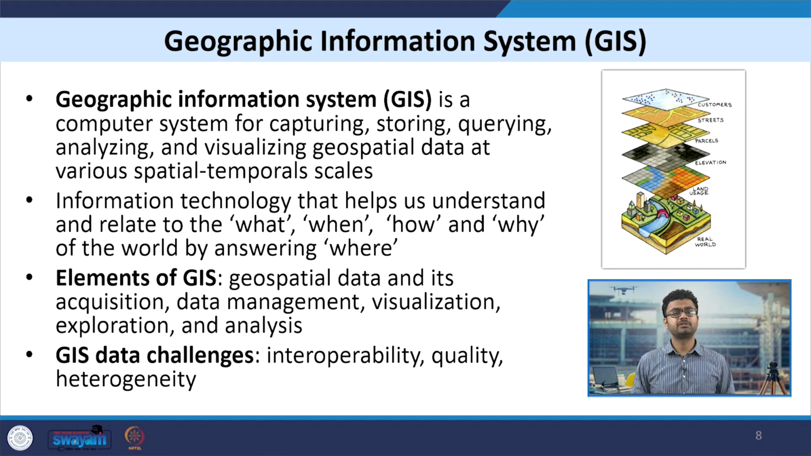So, GIS or Geographic Information System is a computer system for capturing, storing, querying, analyzing and visualizing geospatial data at various spatiotemporal scales. So, it is an information technology that helps us understand and relate to the what, when, how and why of the world by answering where. And the main elements of GIS are the geospatial data acquisition, geospatial data management, geospatial data visualization, geospatial data exploration and geospatial data analysis. And these come with their own set of challenges of interoperability, quality and heterogeneity.